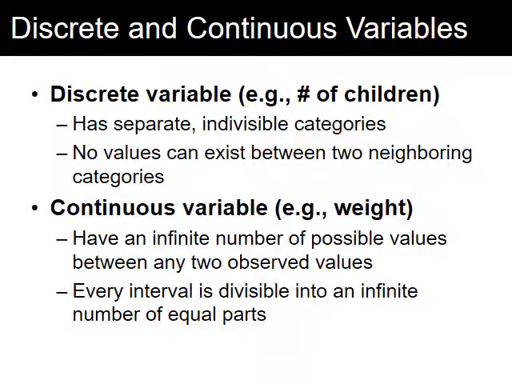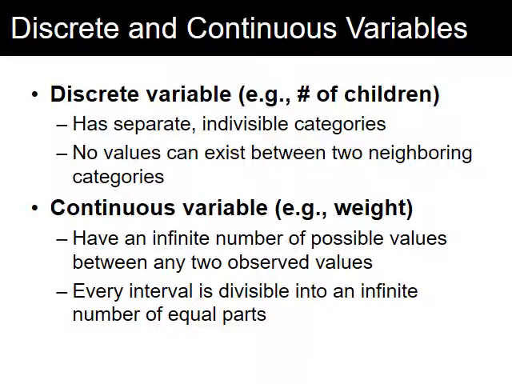Another way in which variables can be distinguished is by being classified as discrete or continuous. So discrete variables, such as the number of children one has, are those variables that have separate, indivisible categories. So you can have 1 or 2 or 3 children, but you can't have 1.2 or 3.7 or 4.1 children. So no values can exist between two neighboring categories. A continuous variable, on the other hand, something like weight or height, has an infinite number of possible values between any two observed values. So it's continuous in the sense that the score could lie anywhere along the continuum. We can think of every interval being divisible into an infinite number of equal parts, right?